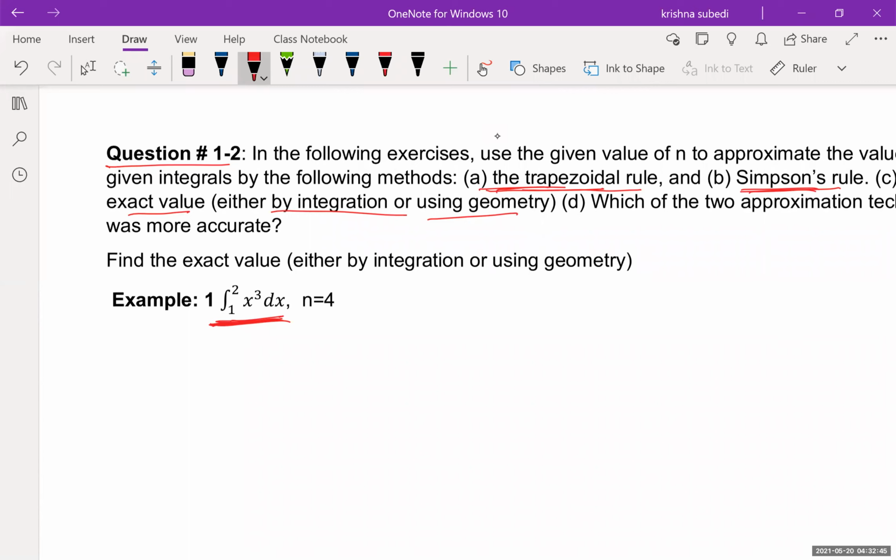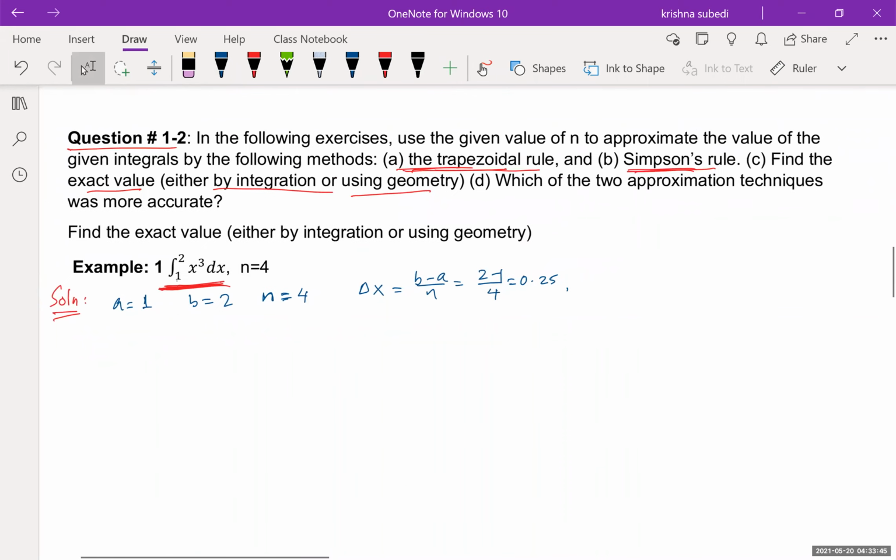Okay, so let's try. First of all, try to figure out what your a is, what your b is, what your n is, and what your delta x is. So a is 1, b is 2. a is the lower limit, b is the upper limit. n is the number of trapezoids in this case, and delta x is b minus a divided by n, which means 2 minus 1 divided by 4. That's going to give me 0.25. Any questions so far?